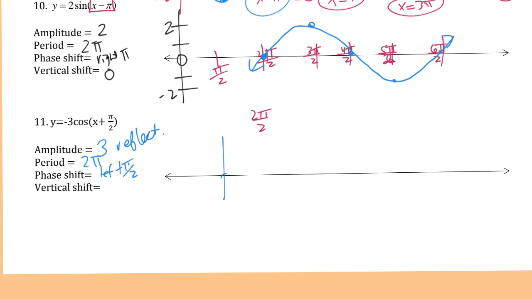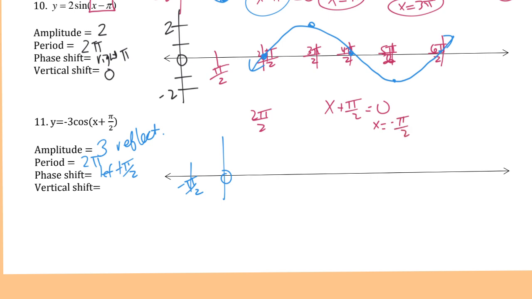Okay, so normally you start at 0. We're going to start a little early at negative pi over 2, and we're going to finish at some point. So how are we going to set this up? To figure out when you start and end, you're going to set the parentheses equal to the normal start and finish. So x plus pi over 2 normally starts at 0. If you solve for x, you get negative pi over 2, which we knew.